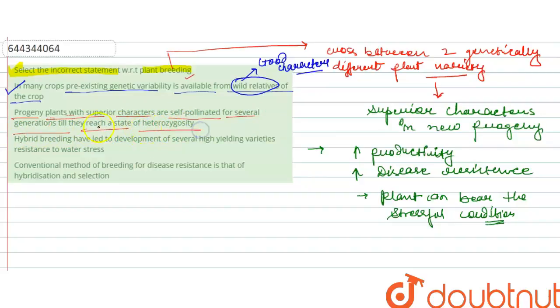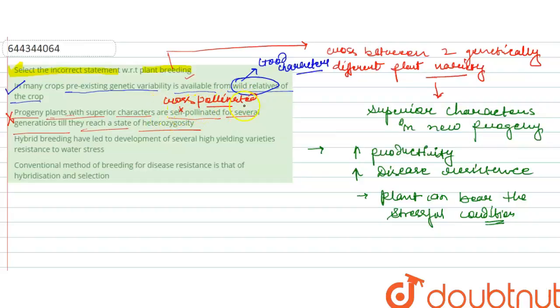Next is: progeny plants with superior characters are self-pollinated for several generations till they reach the state of heterozygosity. This is the absolutely incorrect statement with respect to plant breeding, because progeny plants with superior characters are not self-pollinated. These are cross-pollinated.